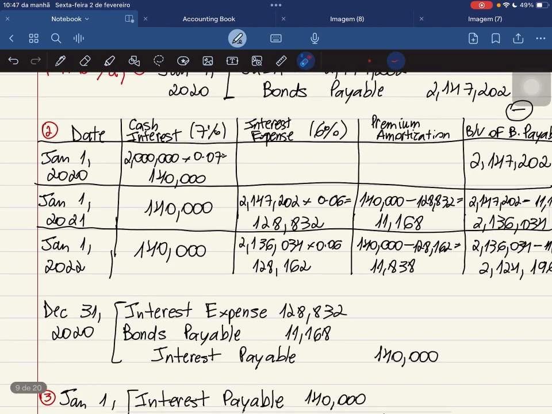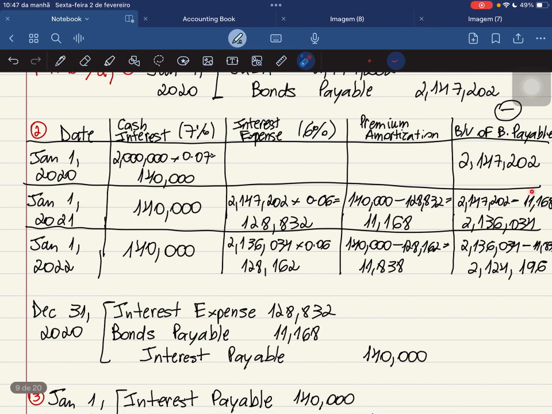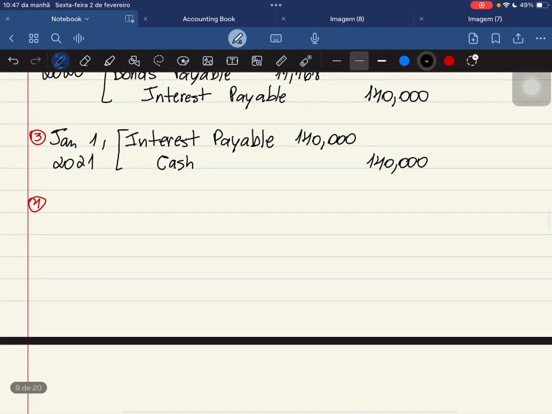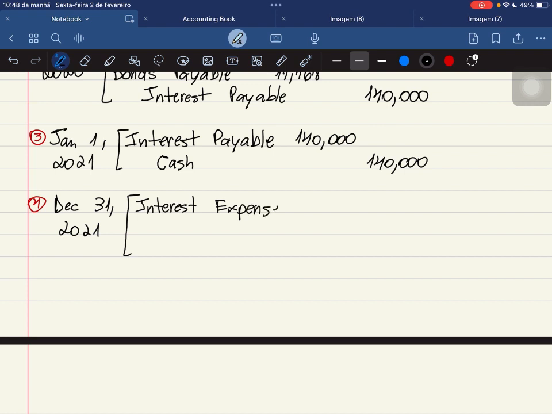December 31st of 2020. Again, this is the book value of January 1st of 2021. But from January 1st of 2021 until December 31st of 2021, 1 year has passed, right? So we actually have to look at the values of this one and the premium amortization would be this one. So on December 31st of 2021, we would have the same entry as before for the same reasons, but the bonds payable amount would be different.